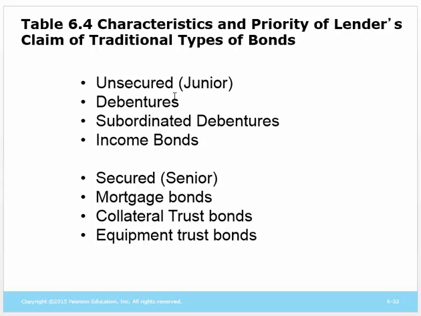Now, income bonds also fall into this category because they don't have security. There's no collateral. But an income bond pays its interest, and principal is paid from the project or the revenues that come from projects. Secured debt or senior debt has collateral. Real estate is a mortgage bond. Equipment is a trust bond. And of course, a company could use its investment portfolio as what's referred to as a collateral trust bond.